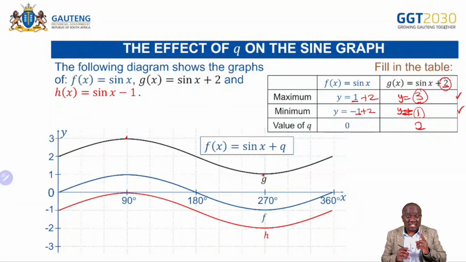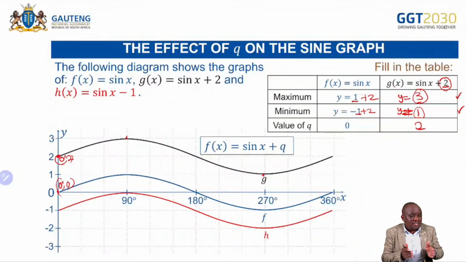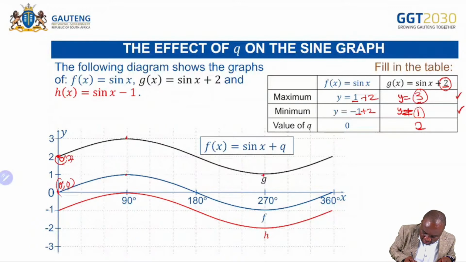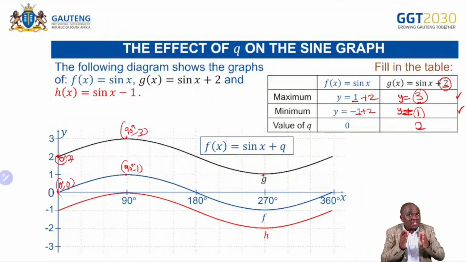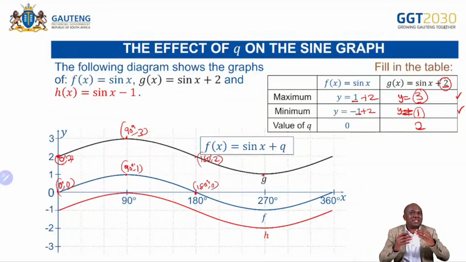Again, q does not affect the x values. Check here. The y-intercept is at (0, 2). Here it is (0, 0). Do you see that the x coordinates are not changed? It's still 0. Even here, we have 90 degrees, 1, and then here we have 90 degrees, 3. Do you see the x coordinates are not changed? It's still 90 degrees, 90 degrees. Here, 180 degrees, 0. Here, 180 degrees, 2. It is only the y values that are changed.